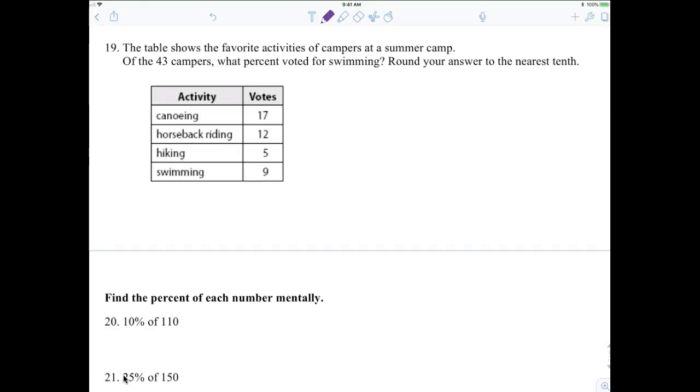So 9 equals 43. Actually, you know what? I'm really happy with you on that. But here's what I want you to do. I would rather you just think about this. Because remember, a percent is part to whole, right? So how many swimmers are there? You already said it. Out of how many? 43. Don't you think that's easier? You see what I'm saying?